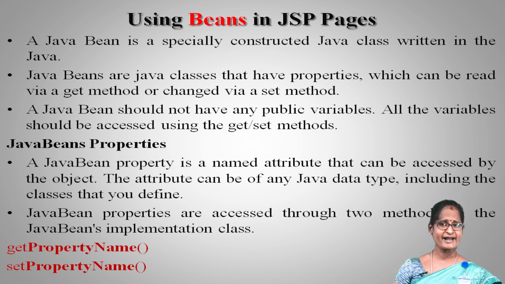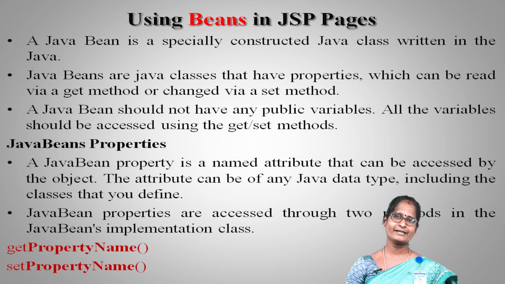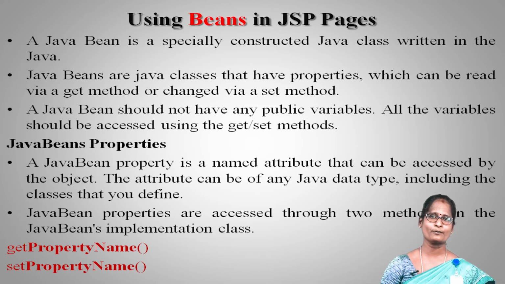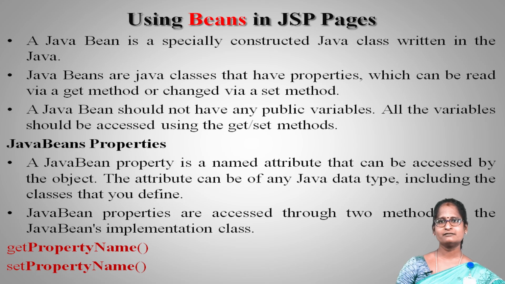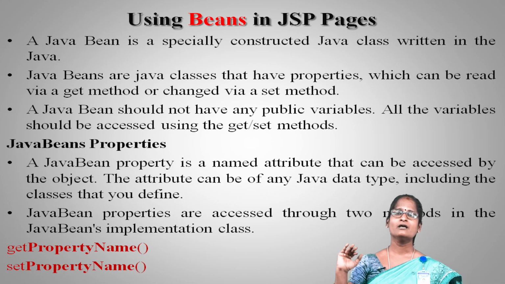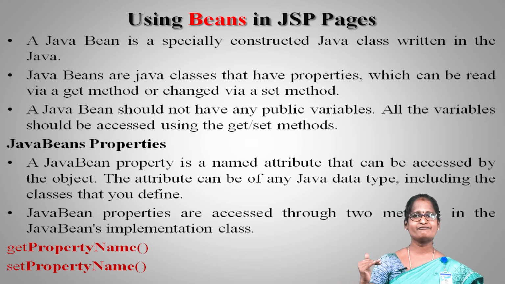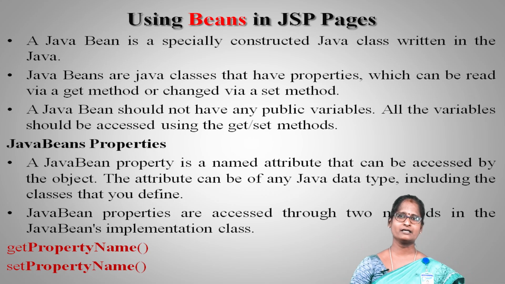Then the properties are accessed through two methods in Java beans implementation classes. The first one is get property name and the second one is set property name. In the first one, for example, the property name is first name. Your method name should have getFirstName to read the property. Then the set property name, if the property name is first name, your method name would be setFirstName to write the property.